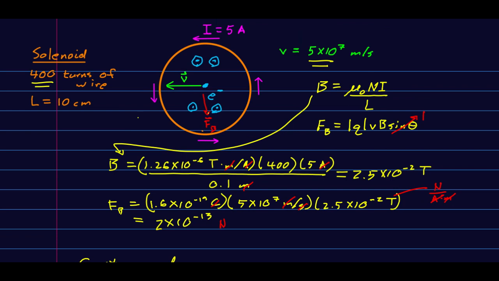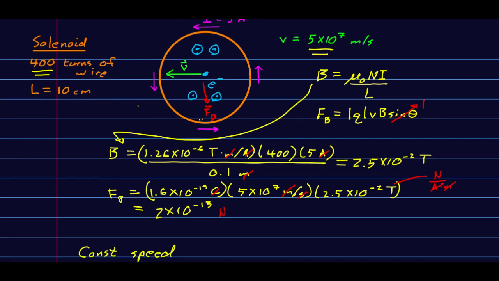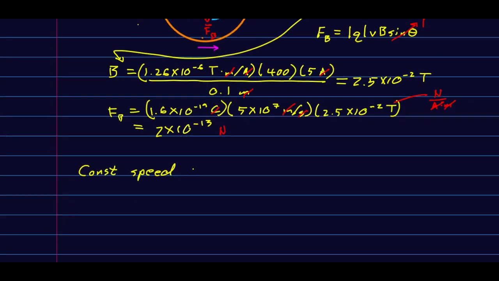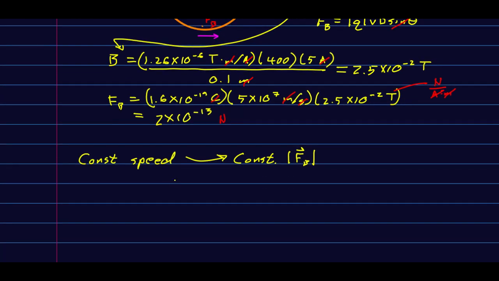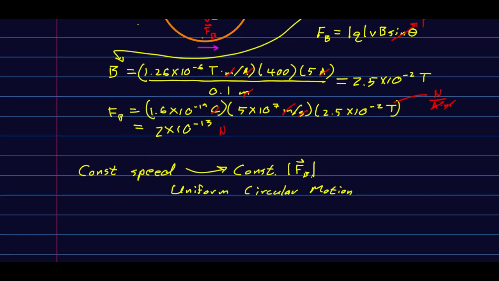And so with a constant speed, a constant magnetic field, and the velocity always perpendicular to the magnetic field, that's going to give a constant force magnitude, perpendicular to the velocity. Well, we know what this does. This is going to be uniform circular motion. And so this electron is going to go in a circle.